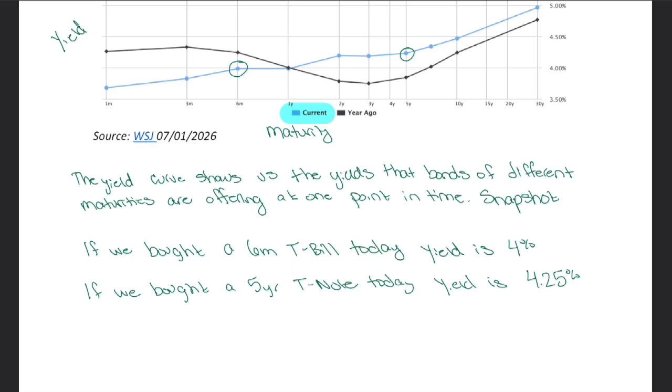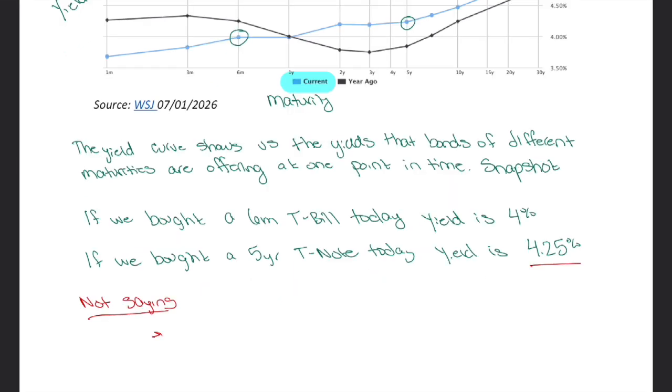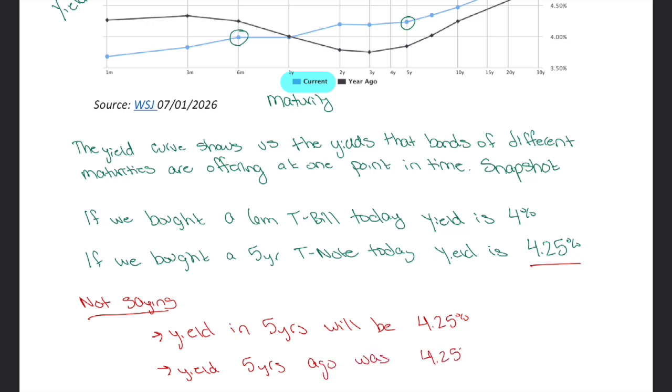What the yield curve is not saying, so I'm going to put this in red, and let's just use this 4.25 as an example, is it's not saying the yield in 5 years will be 4.25%, and it's not saying that the yield 5 years ago was 4.25%. It's saying that if you bought a bond today that had 5 years to maturity, also known as a T-note, the yield on that security is currently 4.25%.